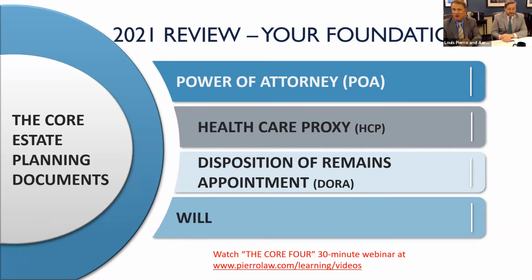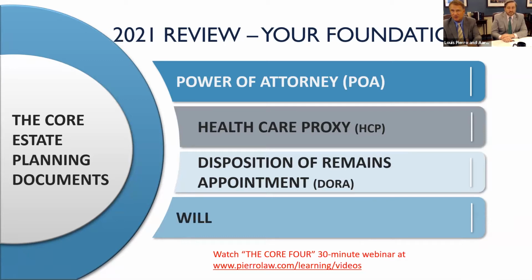And the point of these documents is they are advance directives, documents that you put in place while you are healthy and able to do it with a clear mind and a clear vision of who you want as decision makers and how you want things to be handled for you when you can no longer make those decisions for yourself. We start this planning at age 18.